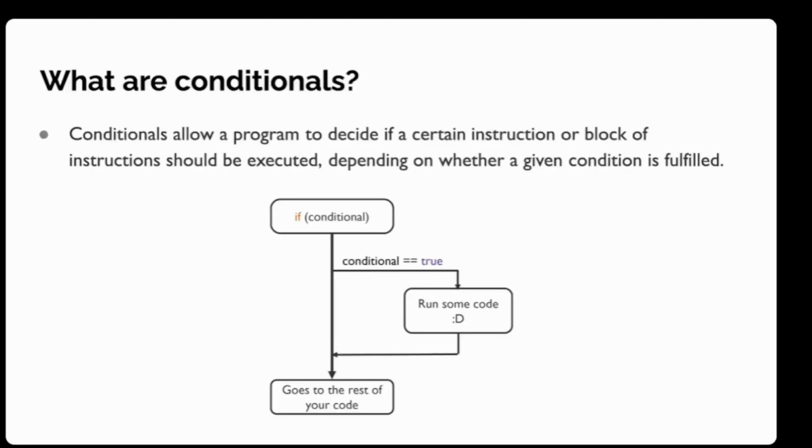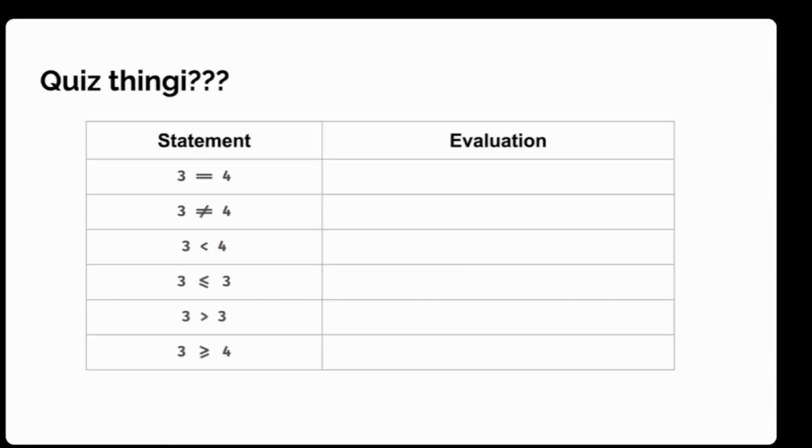Okay, so now conditionals. What are conditionals? Just like any other programming language, this one is pretty similar. It allows the program to decide if a certain instruction or block should be executed. First thing: should 3 equal 4, guys? Personally, I think no. 3 not equals 4. So you can see this is how the evaluation works out. It's just like any other programming language. Nothing new on this.